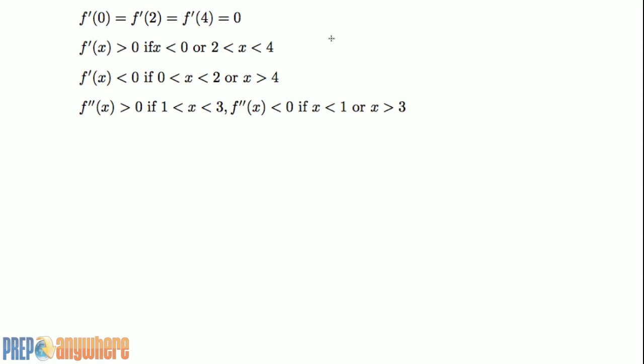Sketch the graph of a function that satisfies all of the following conditions. What you have to watch out for are the x values. So 0, 2, 4. There's also 1 and 3 involved.